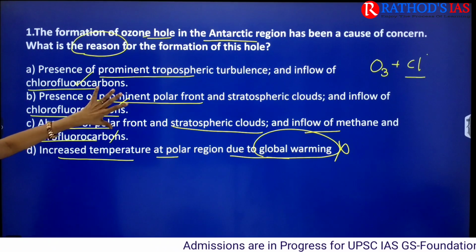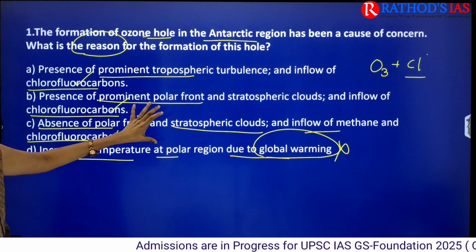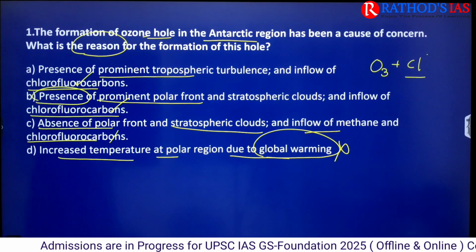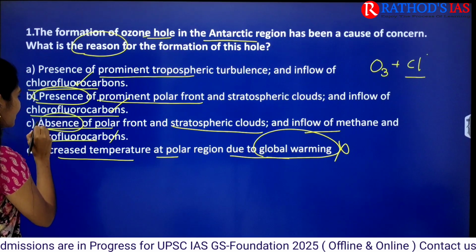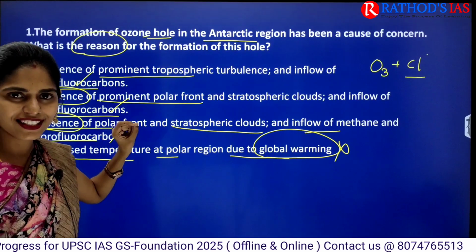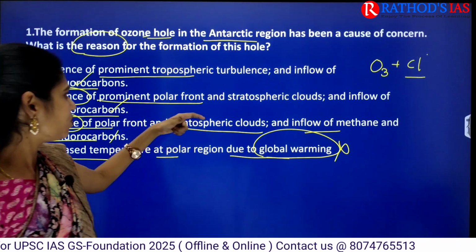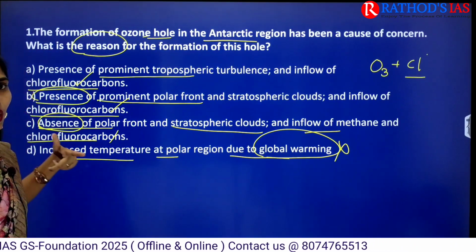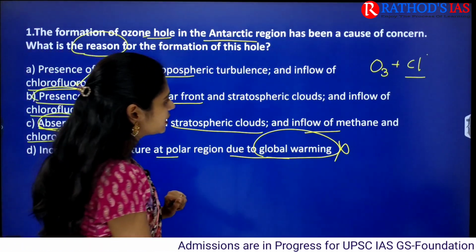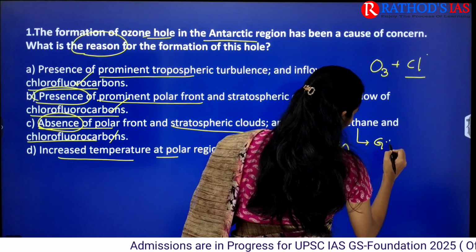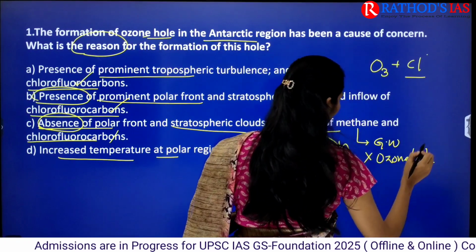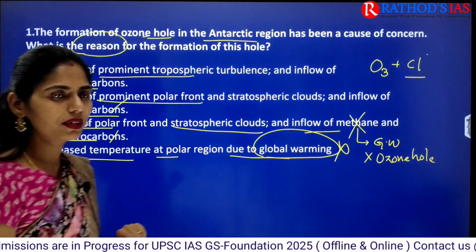Here there are two important controversial options: one is saying presence of prominent polar front, and another one is saying absence of polar front. If you see these options, one option is talking about only chlorofluorocarbons, and the other is talking about methane and chlorofluorocarbons. Actually this methane is responsible for global warming but not for this ozone hole. This is the first thing you have to know. So because of this statement we can eliminate it.